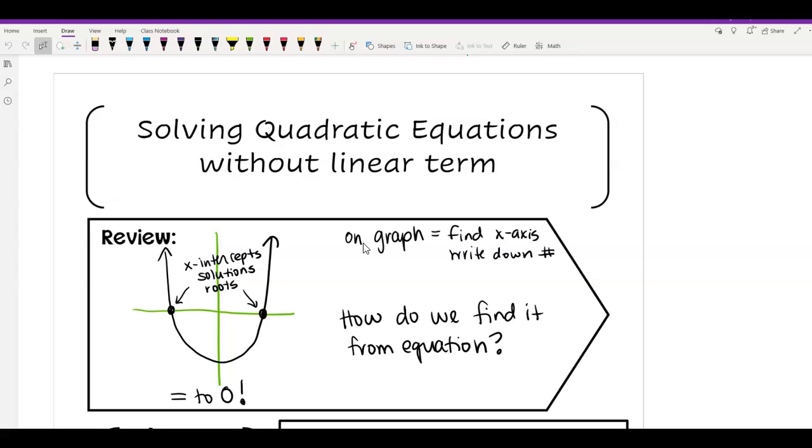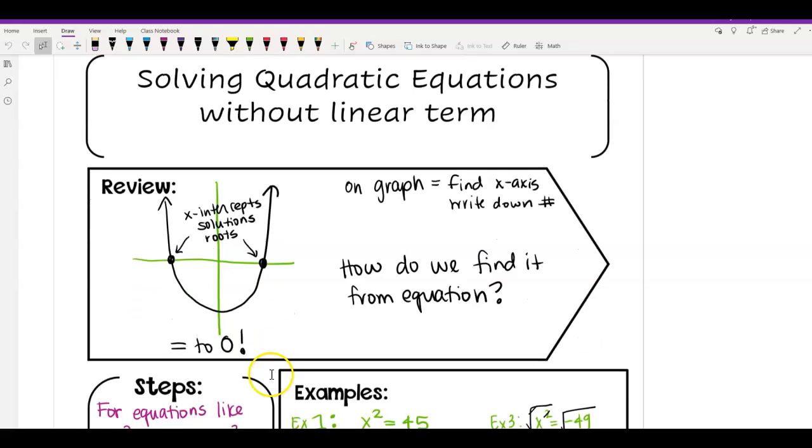But if we just have equations, we needed to come up with some mathematical or algebraic ways to find those two values where it crossed the x-axis. So we're going to go through a variety of ways that we learned to find those solutions from the equation. And the first one we're going to talk about is the square root.